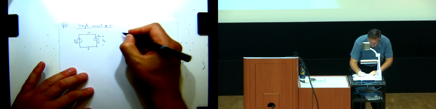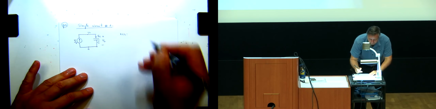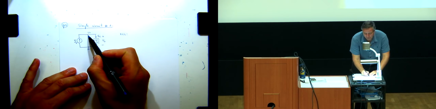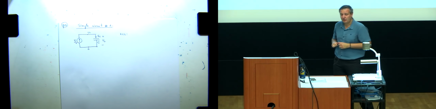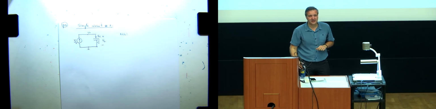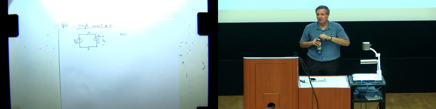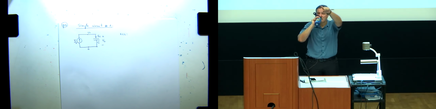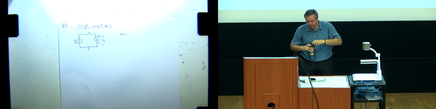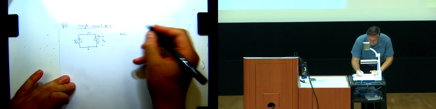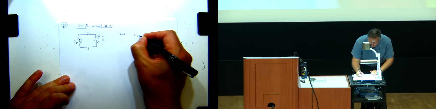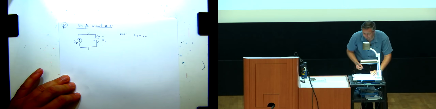Now, I'm going to write KCL for this top node. Can somebody tell me what that is, in terms of IS and IC? Yeah, IS equals IC. What comes into the node must come out of the node.